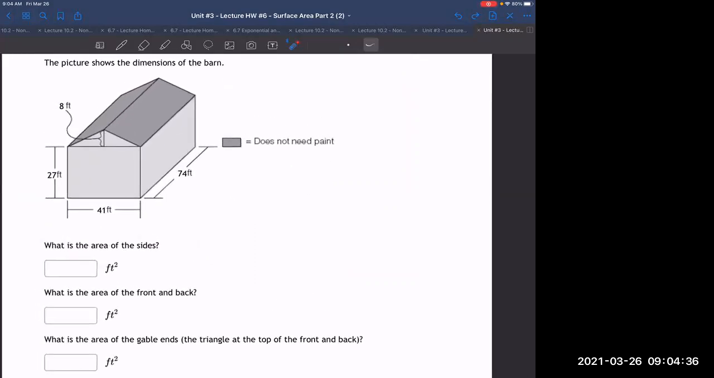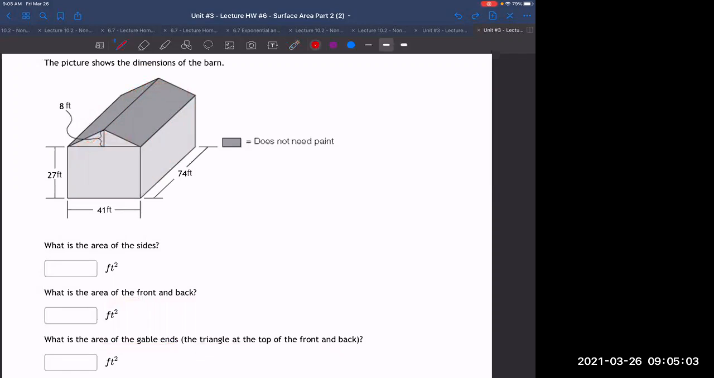So they're basically saying, first off, we want the sides, which just means this right side, and then the same thing on the left side, they're the same. And then they want the front and the back, and they mean just that rectangle, not the triangle at the top, and there's going to be the same thing on the back. And then they want the gable ends, which is the triangle at the top, front and back, which means this triangle here, and then there's the same thing at the back. So they want us to go through that piece by piece.